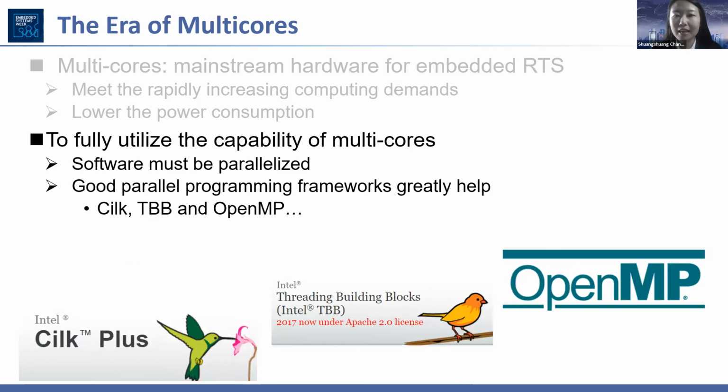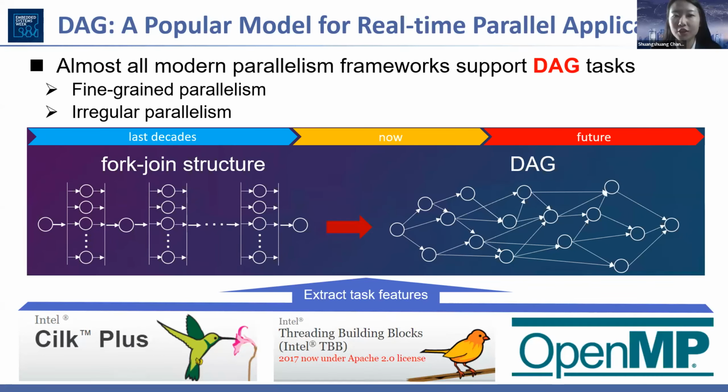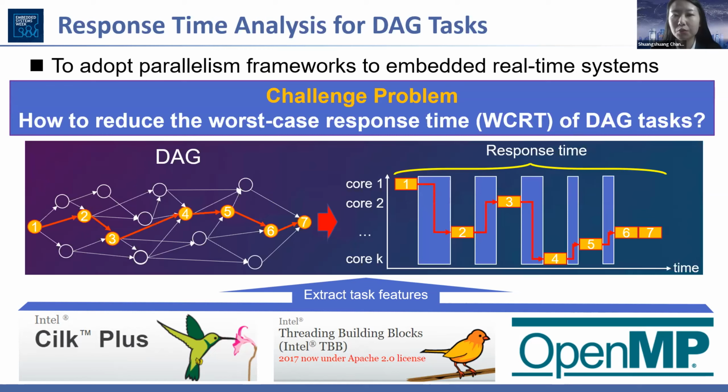To fully utilize the capability of multicores, software must be parallelized. Good parallel programming frameworks can greatly help, for example, OpenMP, TBB, and so on. DAG is a popular model for real-time parallel applications. Almost all modern parallelism frameworks support DAG tasks that can capture fine-grained and irregular parallelism. For the research on DAG, the challenging problem is how to reduce the worst-case response time, whose abbreviation is WCRT, of DAG tasks.